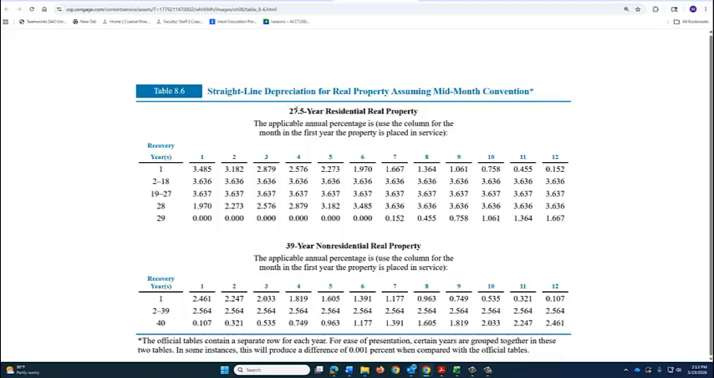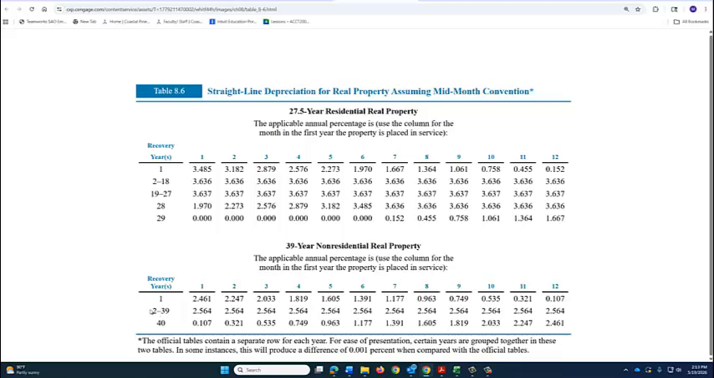Okay, we are looking for business property. We're not depreciating, even though it's her home, we're not depreciating the residential real property. We're depreciating the non-residential business portion of her property. So we're going to come down to this 39-year table. She purchased the home in 2020, so that would be about the 5th year.